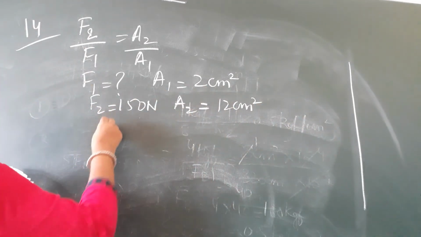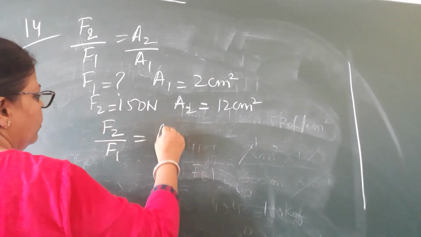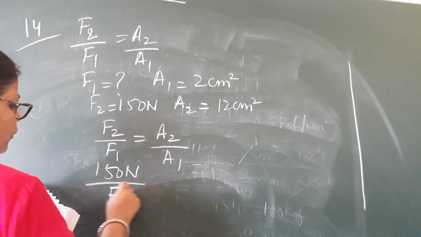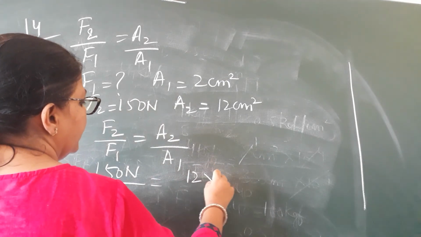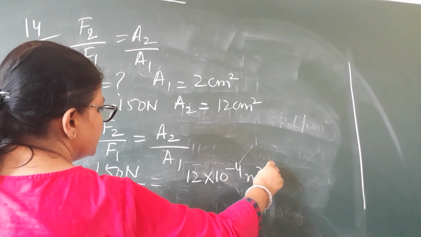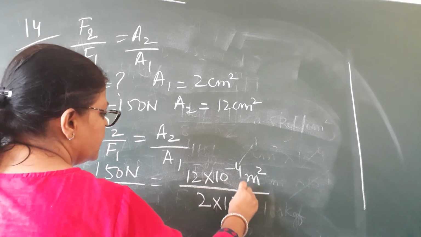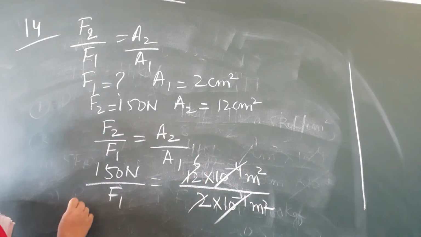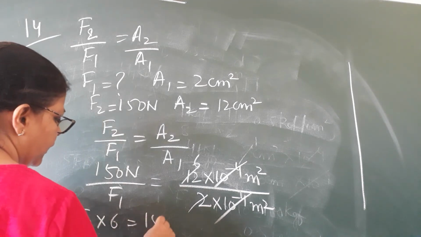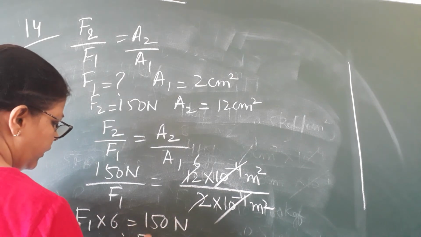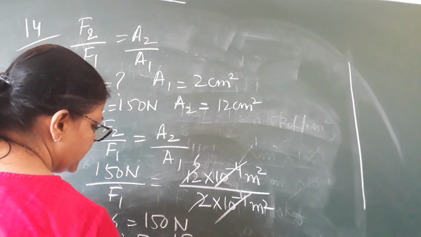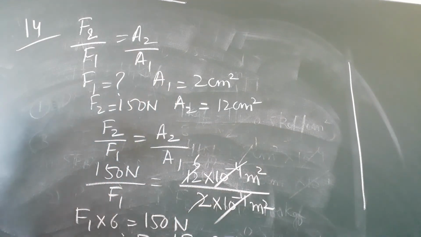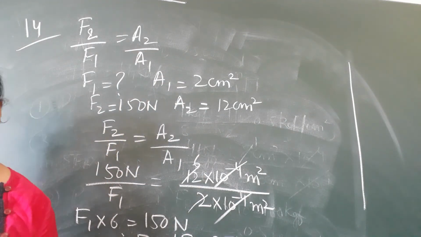It's a very direct question. F2 upon F1 is A2 upon A1, children. F2 is 150 upon F1, which you want to find out, is equal to 12 into 10 to the power minus 4 square meters upon 2 into 10 to the power minus 4 square meters. The common things cancel. This comes to 6. So F1 into 6 is 150 newtons. Therefore, what will be F1? It will be 150 divided by 6, and that works out to 25 newtons. Okay, children. So with this, we finish with all the 14 numericals.